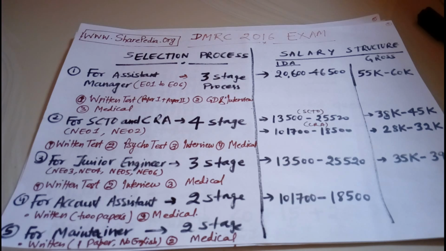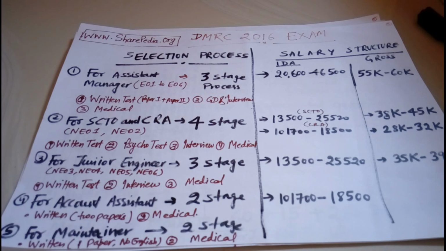And the fourth post is account assistant. It is basically a 2-stage process. It has no interview and consists of written papers, and you have to go for paper 1 and paper 2. And the second stage is medical and document verification.